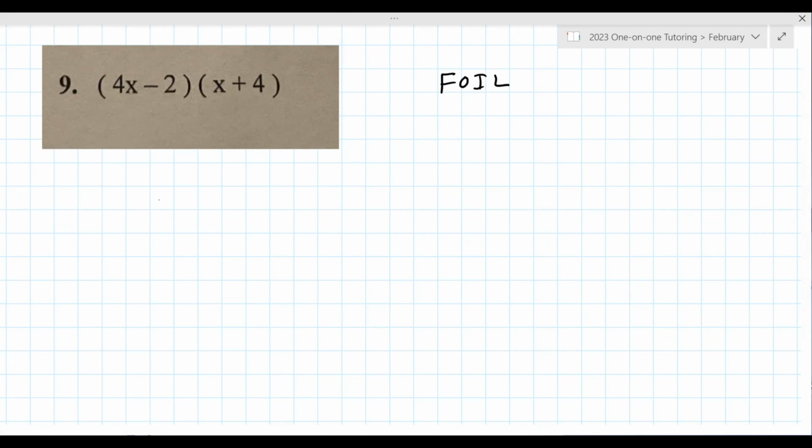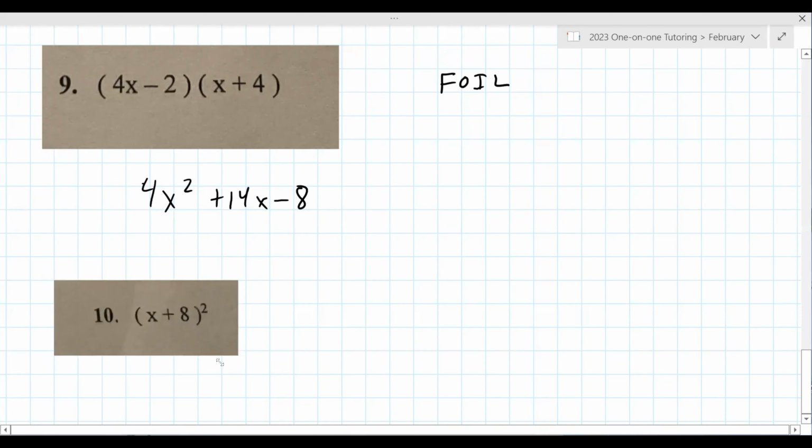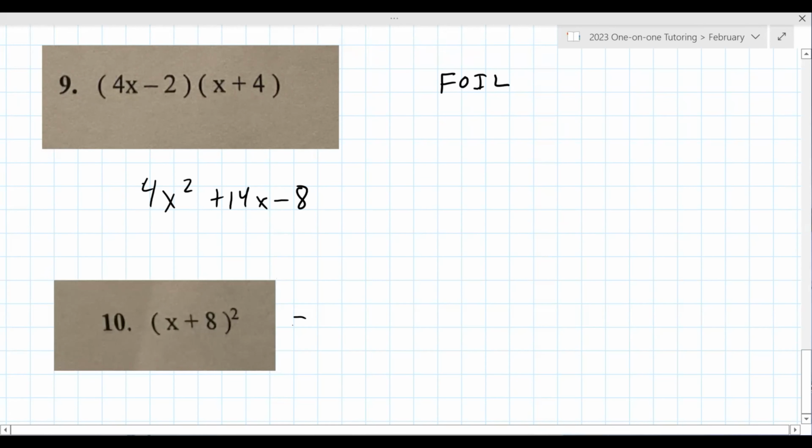4x squared plus 14x minus 8. Good. Really good. Okay, now 10 is this classic problem where if you don't write it the way that 9 is written, you will do it wrong. You really literally have to write it out, x plus 8 times x plus 8. And then you say, oh yeah, it's just a FOIL problem.